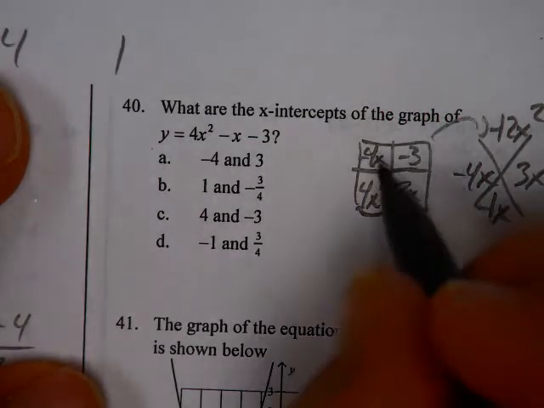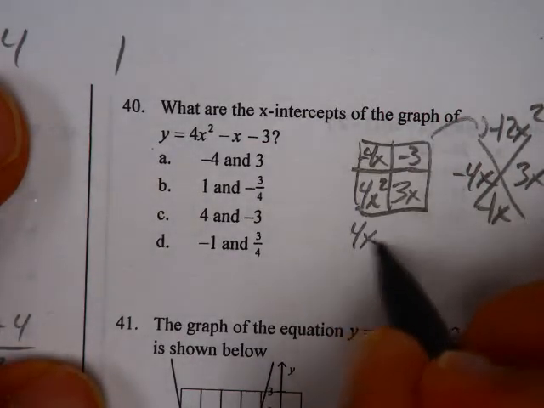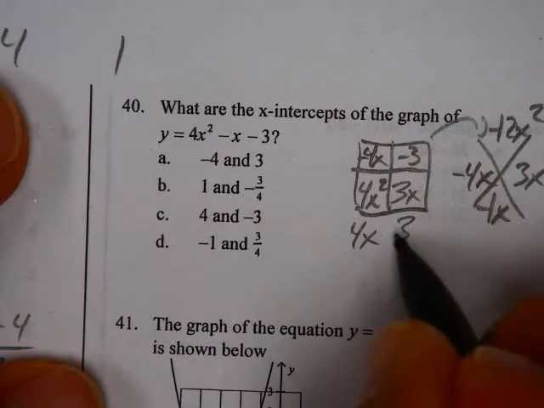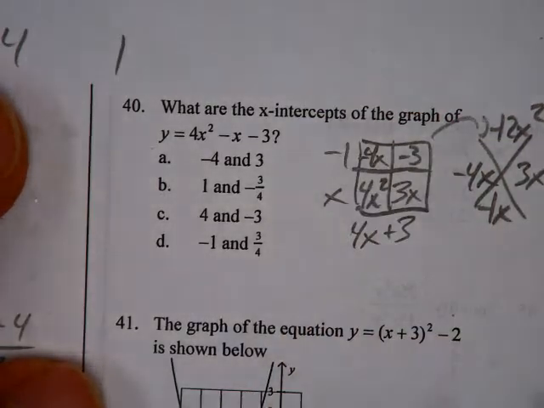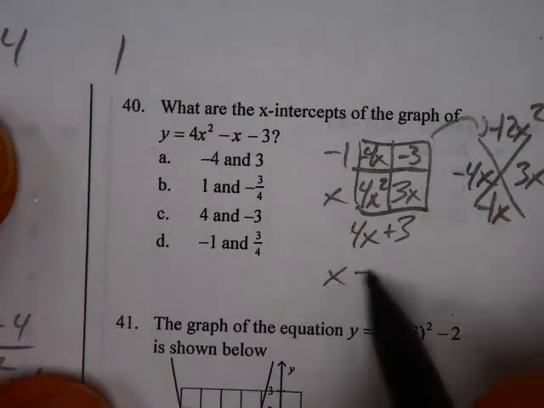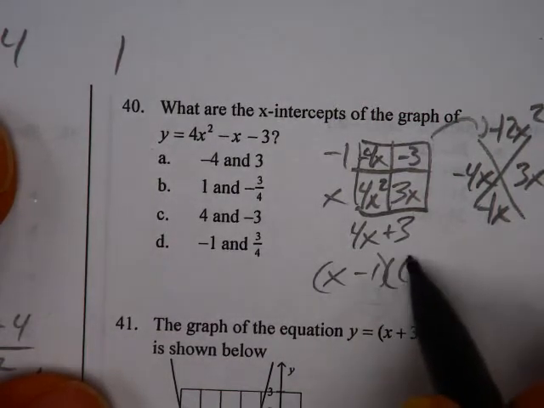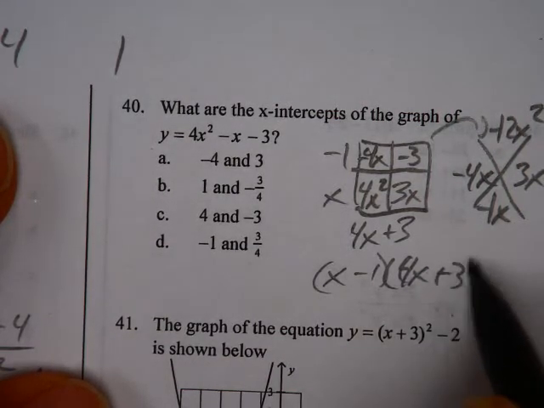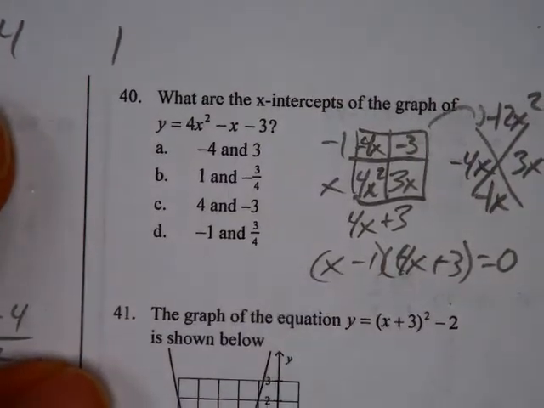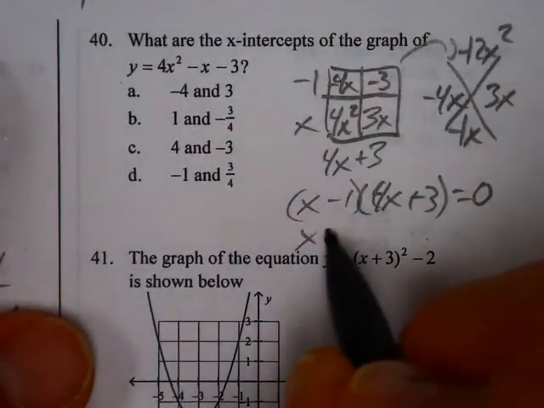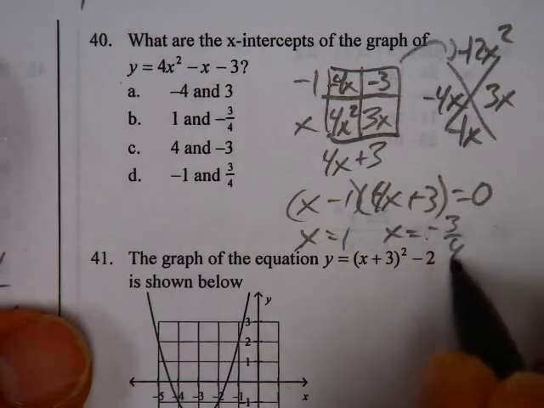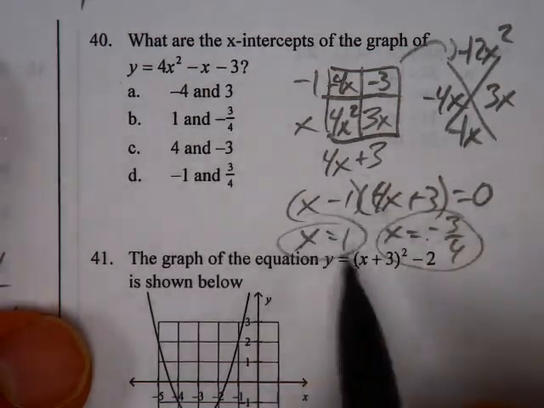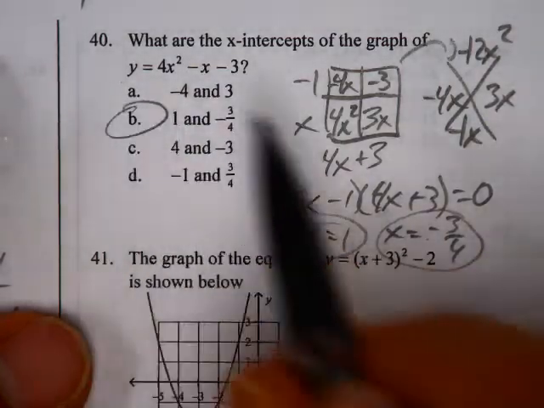You use the box, you just take out a 4x, take out a 3, take out an x here, and then take out a -1. That's about all you got. You've got an x minus 1, you got a 4x plus 3. You set all that equal to 0 to find the roots. You get x equals 1, and you get x equals -3/4. -3/4, +1. There's your B.